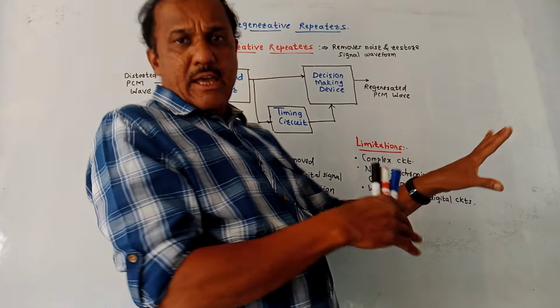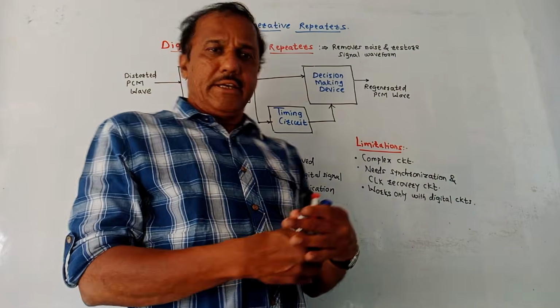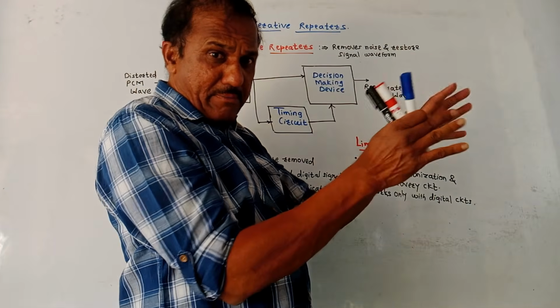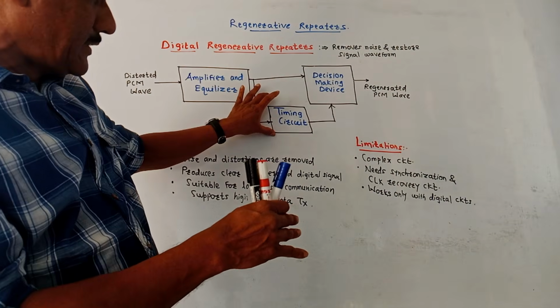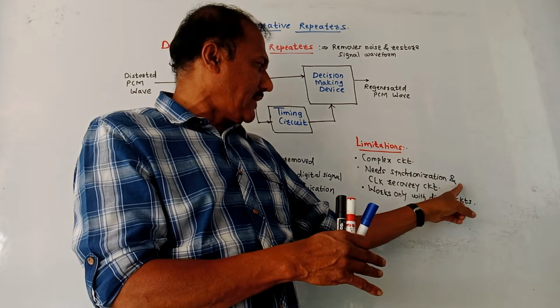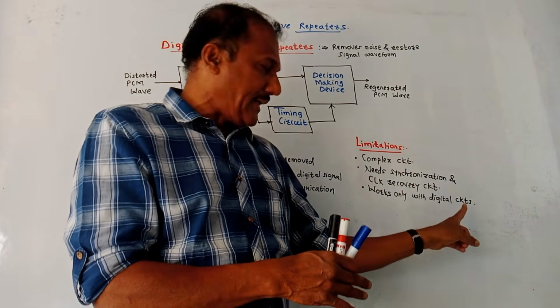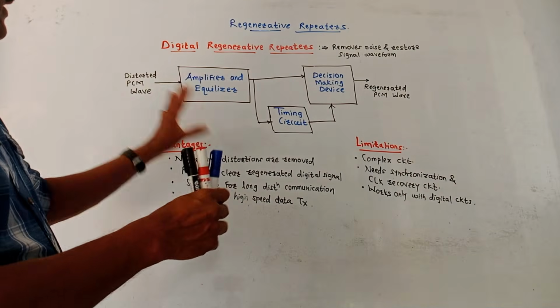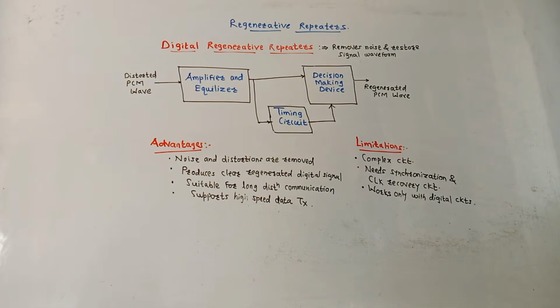Then limitations. As compared to the analog technique, it is a complex circuit. Synchronization is required, rather timing control circuitry is required, which is shown in this block diagram. So it needs synchronization and clock recovery circuit. Then it works with only digital circuits. So this is about the digital regenerative repeaters.